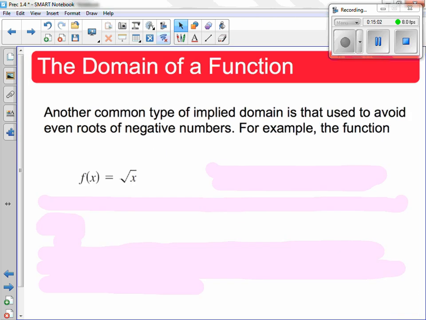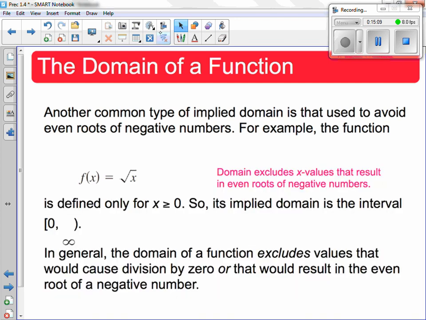Another common type of domain restriction to avoid is even roots of negative numbers. For example, this here, as we just said a minute ago. The domain excludes x values that result in even roots of negative numbers. So anything that would be negative in here. Well, that's anything less than 0. So it's defined to be x is greater than or equal to 0, so the implied domain is on the interval of 0 to infinity. In general, it's whatever would make whatever's inside there negative. It's not that we can't plug in negative numbers, it's just what would make it negative.